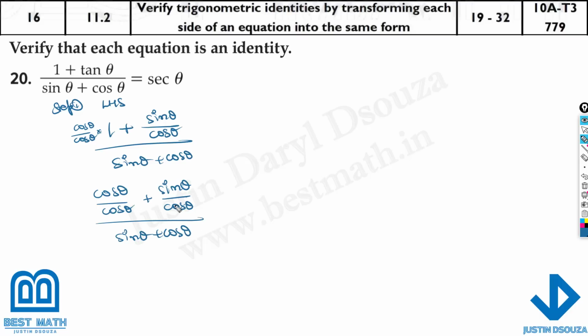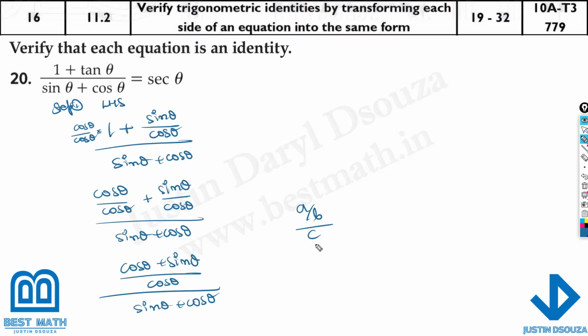Now when we have the same denominator, can we write it together? Yes, we can easily write it up. So cosine theta plus sine theta divided by cosine theta, the whole thing divided by sine theta plus cosine theta. Now here, this is the upper term and this is the denominator. If I write it in terms like this, a by b divided by c.